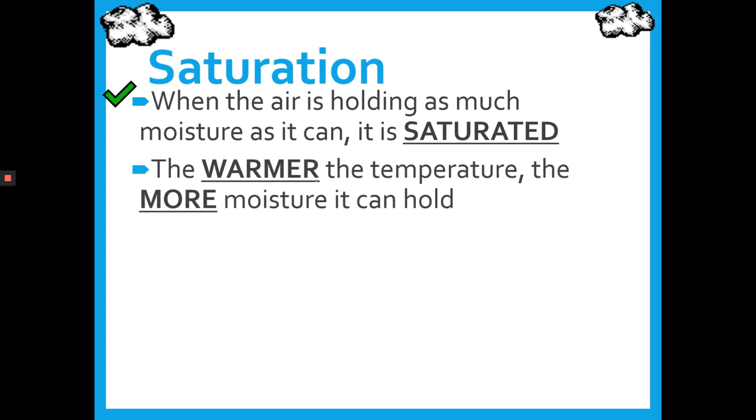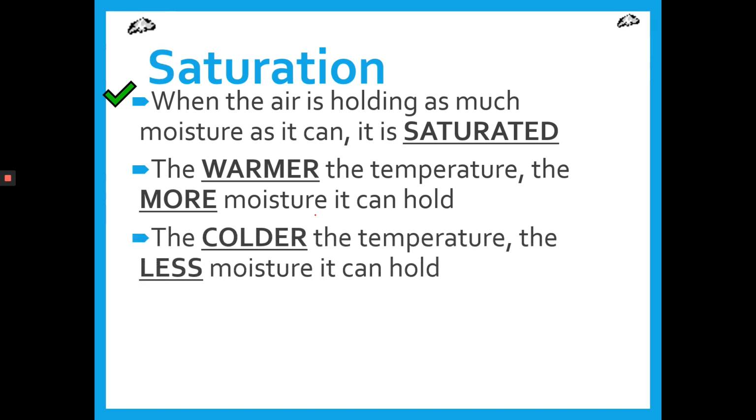The warmer the temperature of the air, the more moisture it can hold. So the hotter it is outside, the more moisture that can be contained in the air. And the opposite is also true. If it's colder, it can hold less moisture. This is one of the reasons why your skin gets very dry in the winter. Cold air can't hold as much moisture, so the air is very dry, which causes a lot of us to have problems with dry skin. I know I am someone who has problems with getting dry skin in the winter.